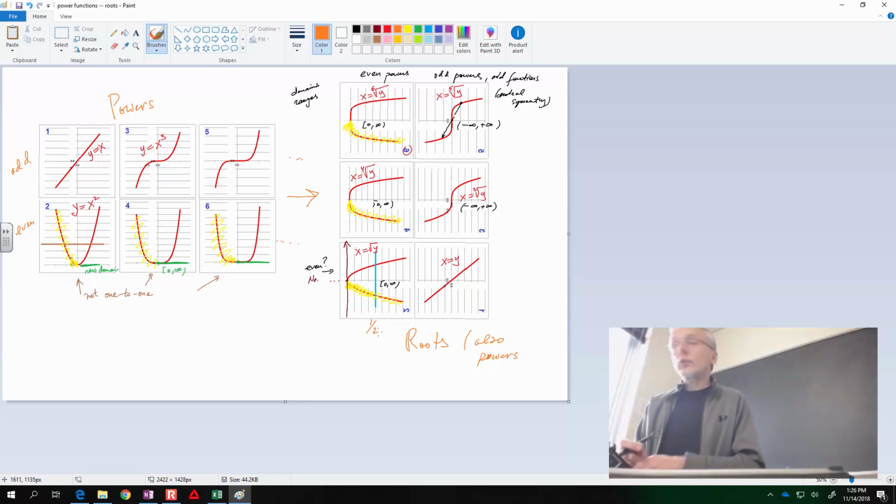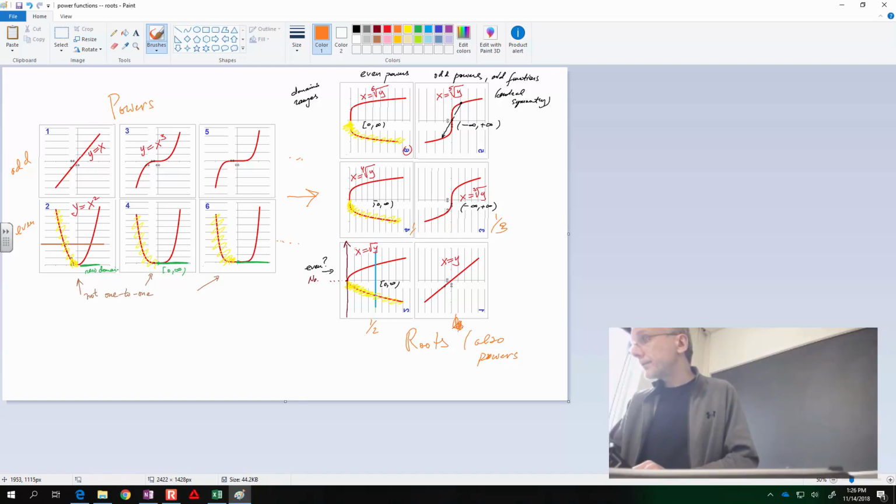They happen to be the reciprocals of the powers they come from. So this will be 1/2, 1/3, 1/4, and so on. The reciprocal of the powers. This is 1/4.